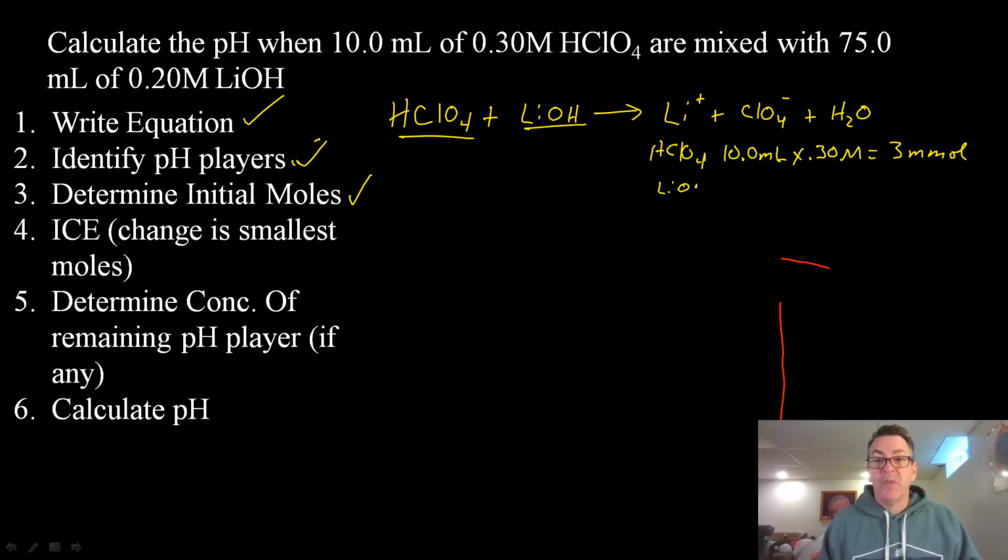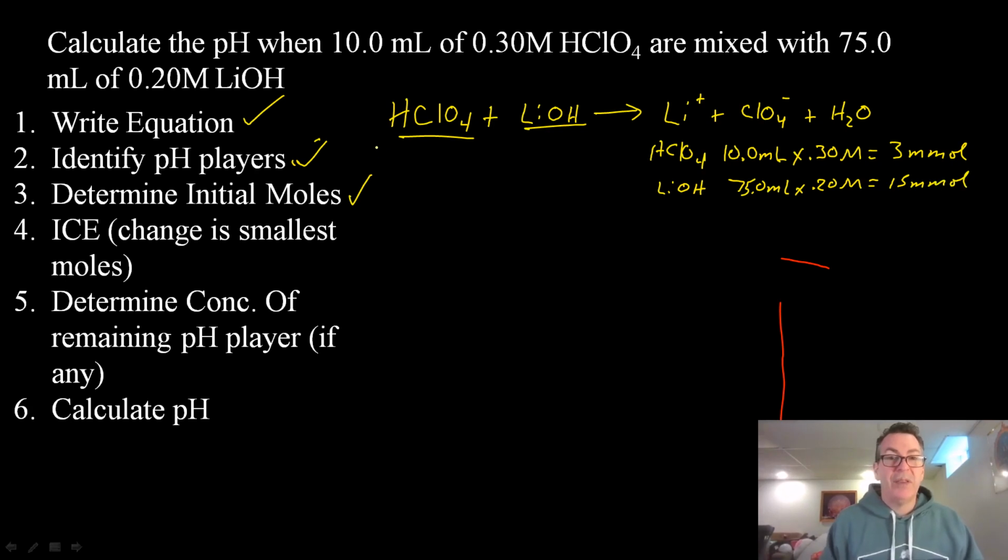All right, and so we'll do the same thing for the lithium hydroxide. We've got 75 milliliters of that one, and we're going to multiply that by its concentration, which is 0.2 moles per liter, and that comes out to 15 millimoles. All right, and so it's those amounts that we're going to use in the ICE calculation.